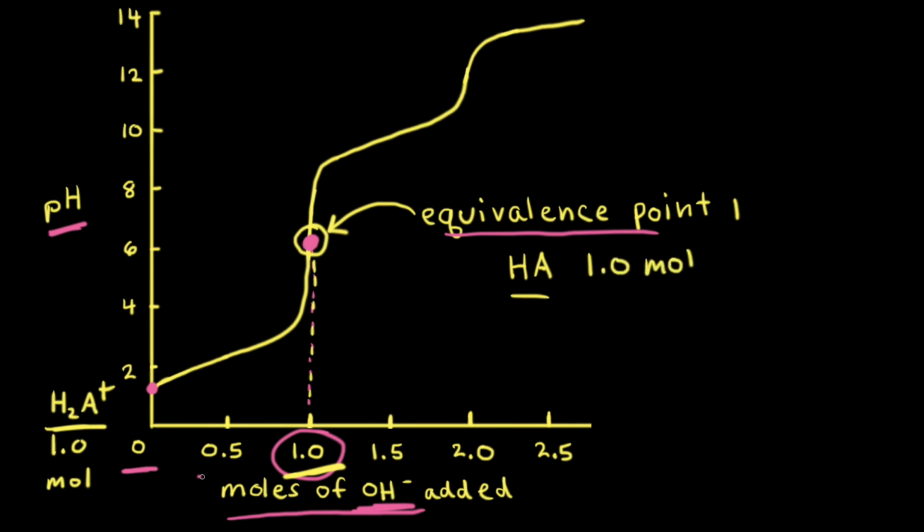Next, let's think about adding 0.5 moles of hydroxide anions. So that would only neutralize half of the H2A+ that was initially present. Therefore, if we go to 0.5 moles of hydroxide anions and we go up to where that intersects our titration curve, this point represents the half-equivalence point, or half-equivalence point 1 for this titration.